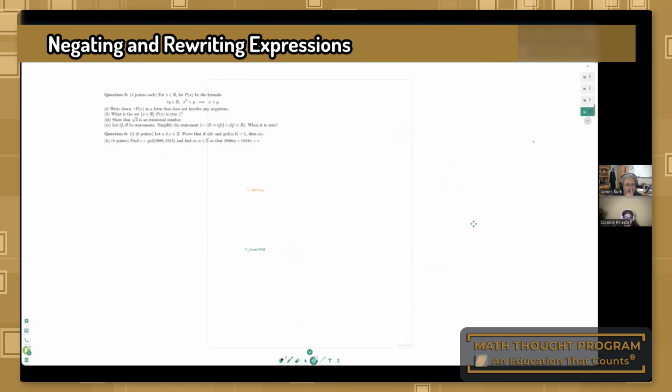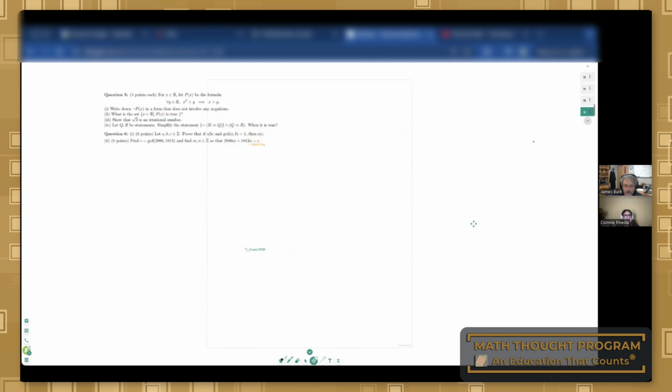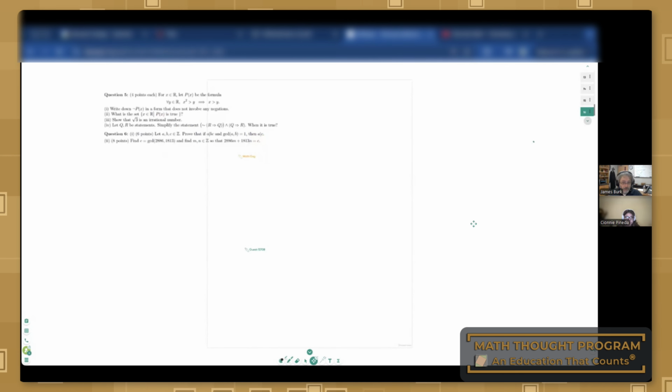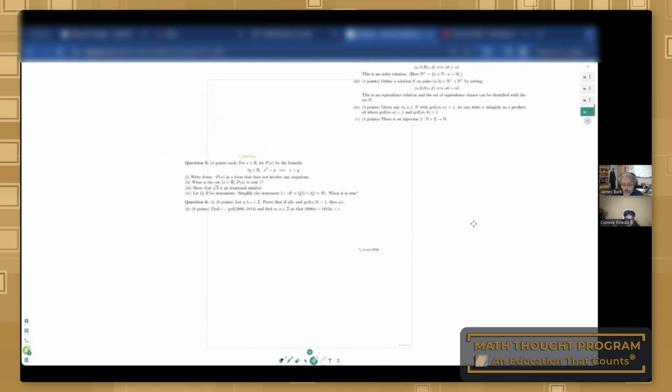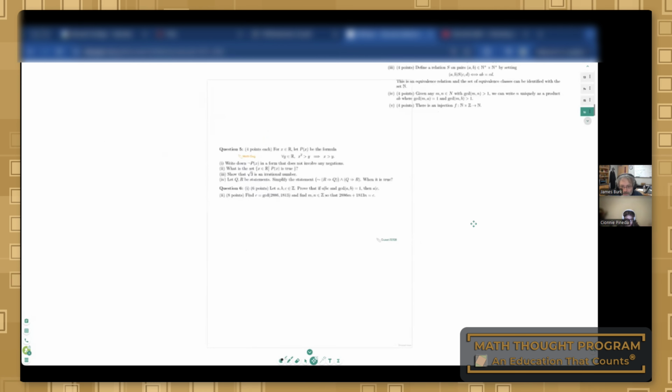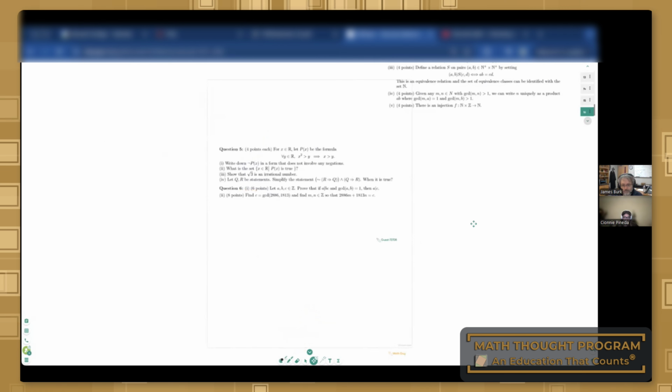It starts off by saying for x inside of the reals, let P of x be a predicate corresponding to this formula. So write down not P in a form that doesn't involve any negations. What do you remember from your propositional logic? Honestly, I didn't know that you could write that without negations. I thought the whole point of the symbol next to P of x is to negate it, or write the opposite of what it says.